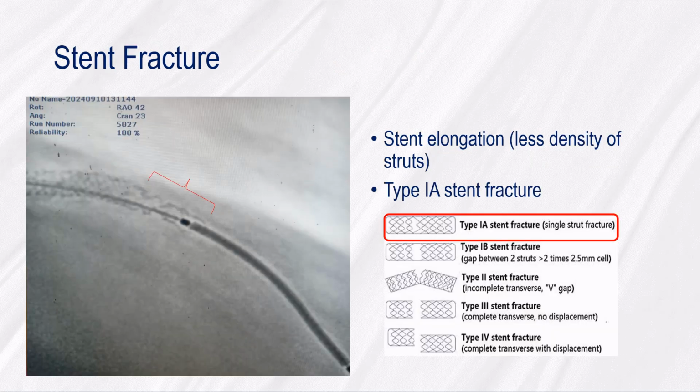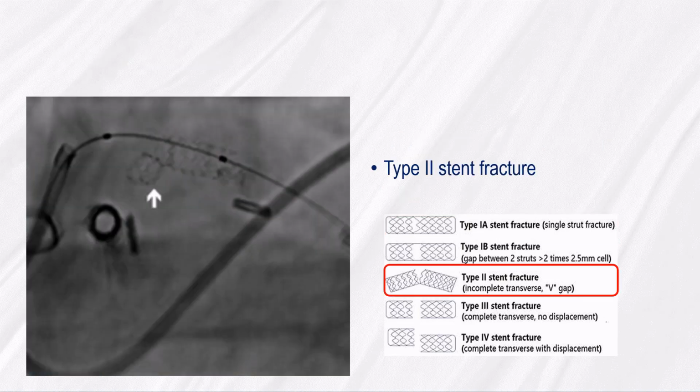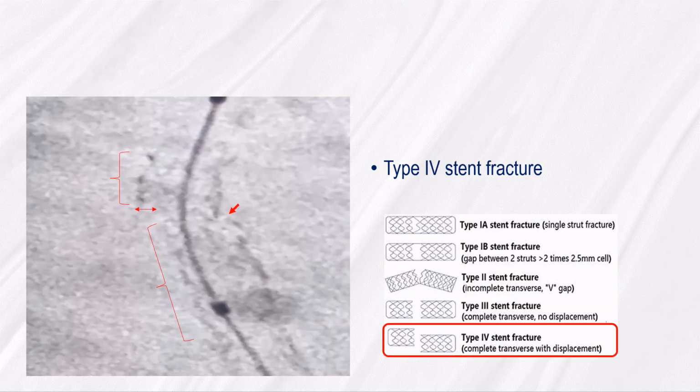Stent fracture may also be detected in addition to the stent elongation. In this case, there is type 1A stent fracture with single strut fracture, or as an incomplete transverse V gap, type 2 stent fracture. When there is complete transverse fracture with displacement, as if the stent is in two parts with different axes, it is considered type 4 stent fracture.